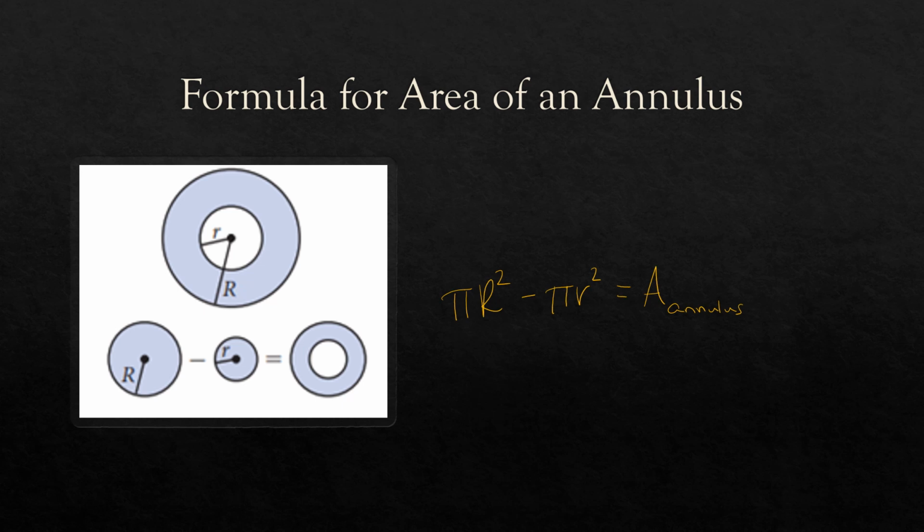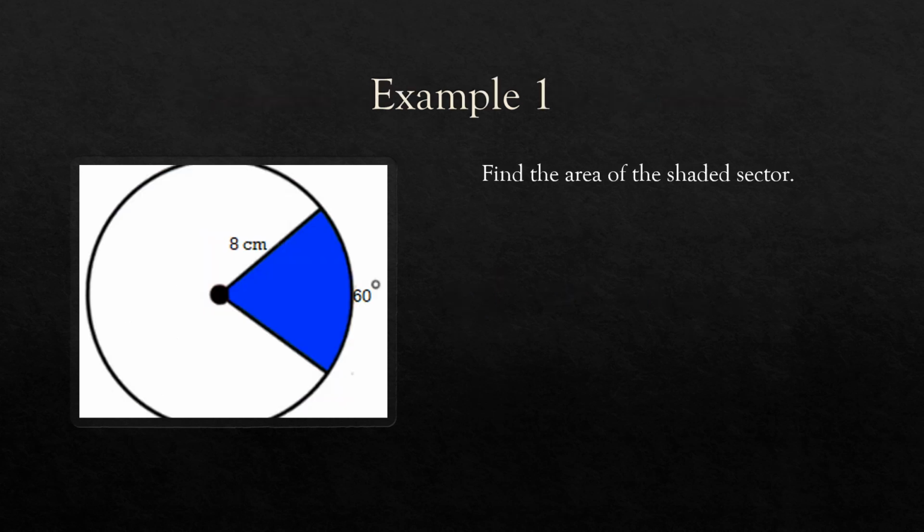Let's use these formulas on some examples. Let's find the area of the shaded sector here. Again, our formula for a sector would be the fraction of the circle that's highlighted, and that fraction is going to come from the arc measure of 60 degrees over the entire circle, which would be 360 degrees. So that is the fraction of the circle, and then we have pi r squared, r being 8 centimeters.